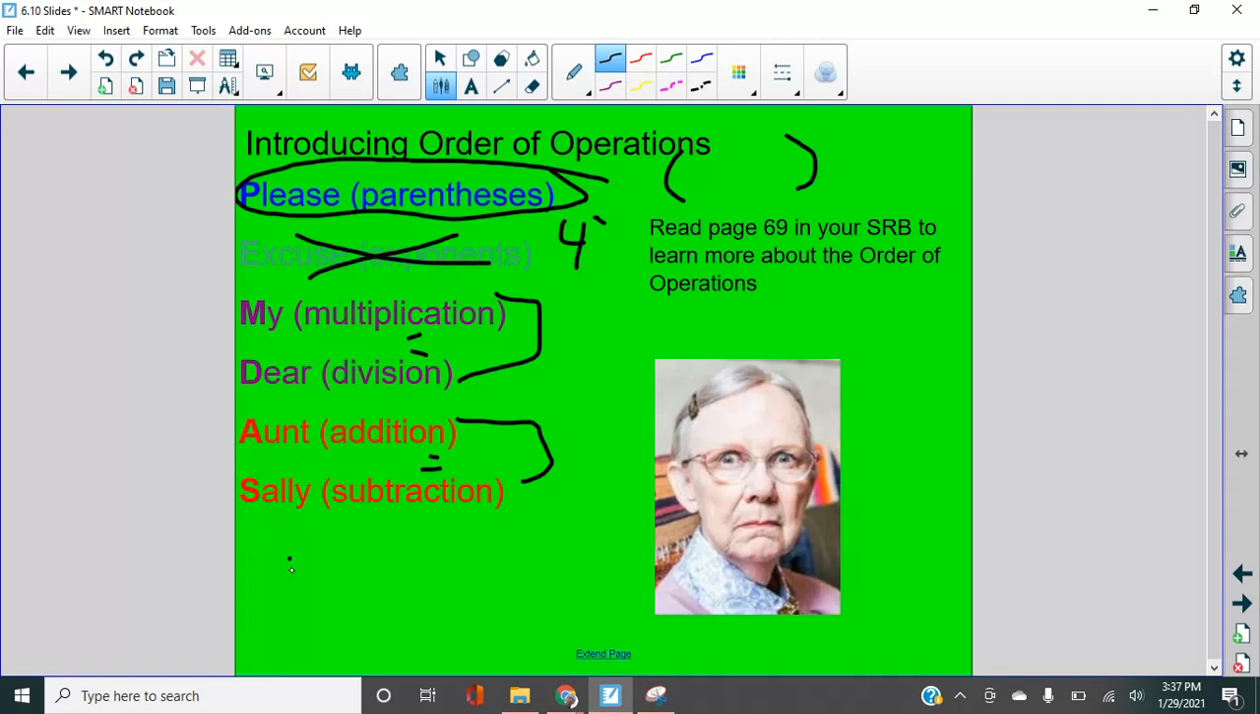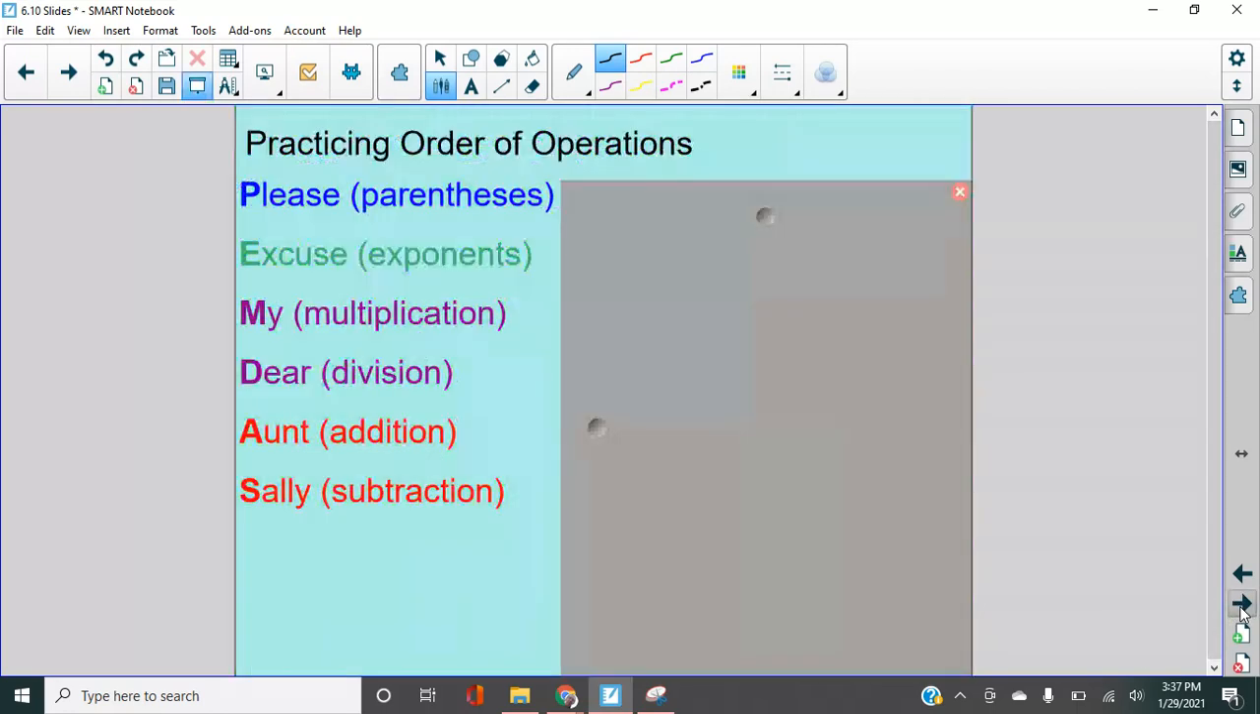Some people say PEMDAS. If you can remember PEMDAS, please excuse my dear, that goes together, Aunt Sally. That's going to help you. Parentheses, exponents, multiplication and division together, adding and subtracting together. All right, let's look at some practice problems.